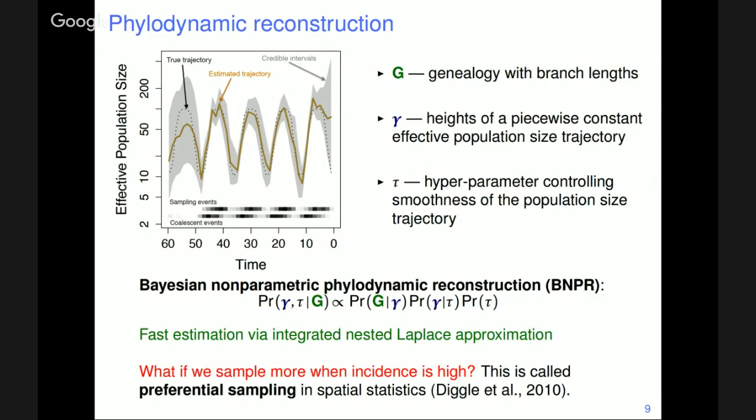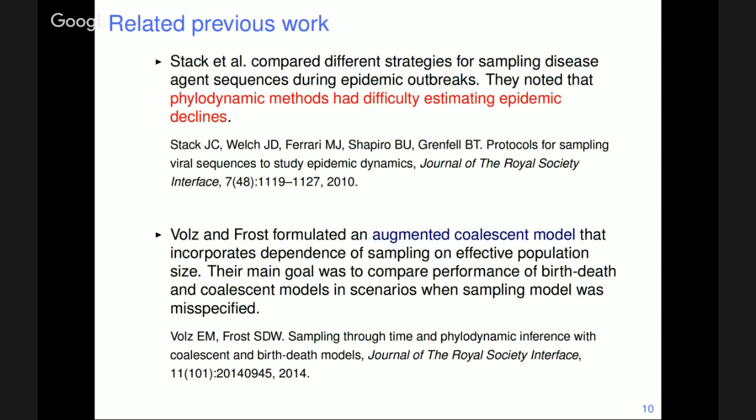So I would like to point out two papers that looked at not exactly the same question, but something very related. The Stack et al. paper looked at different ways you can sample the infectious disease sequences during epidemics, or before and after epidemics as well, covering the time period of an epidemic. They were looking at this problem from a point of view of design. How should we sample sequences in order to estimate those trajectories reliably?